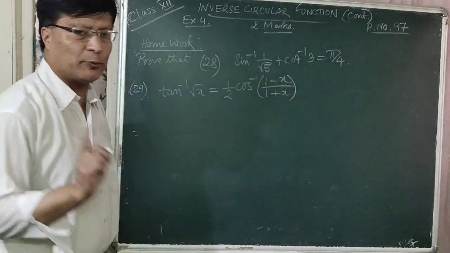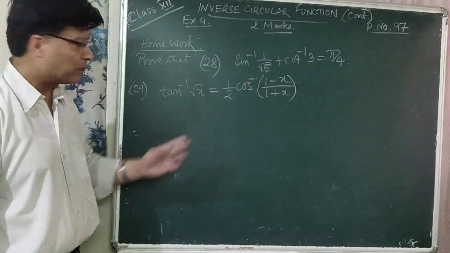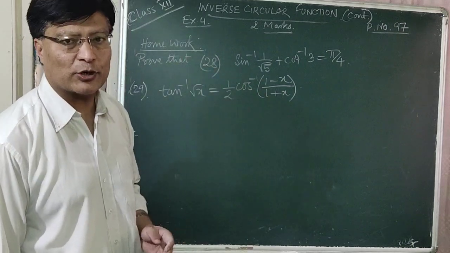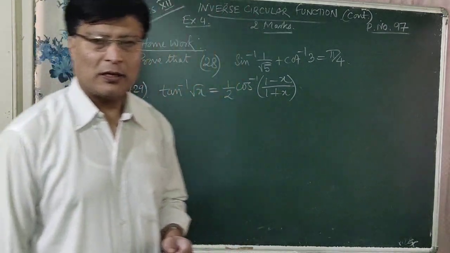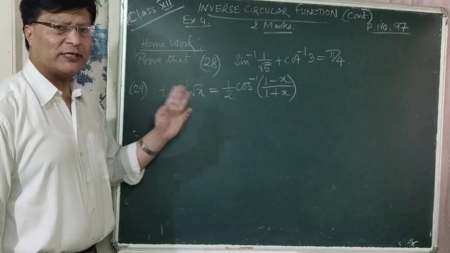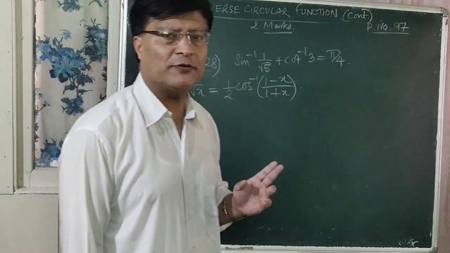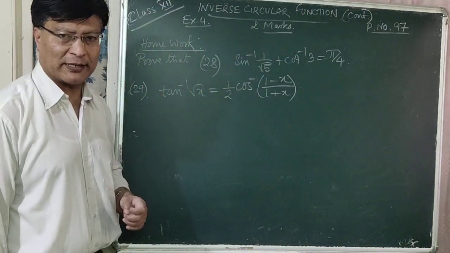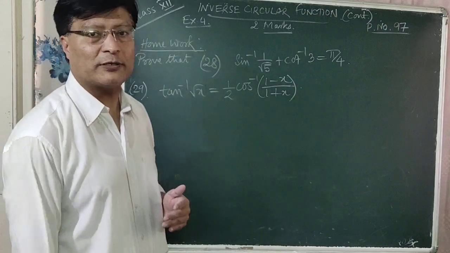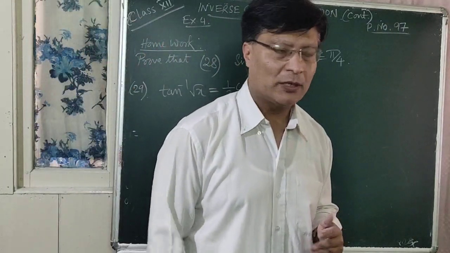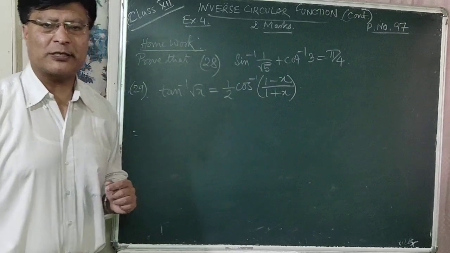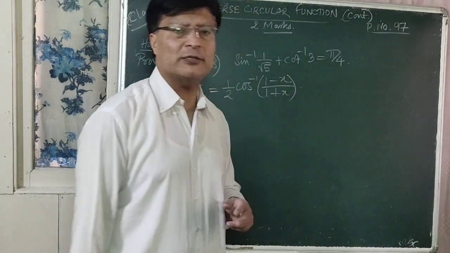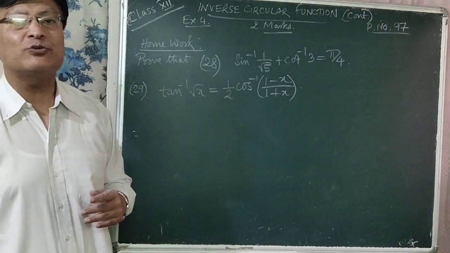So now let us prove question number 29. Tan inverse root over x is equal to half cos inverse of 1 minus x upon 1 plus x. So from which side will it be easier for you to prove it? From right hand side. You can prove it from right hand side. Okay, and let us do trigonometrical substitution, as we have proved the formula, isn't it? If you do trigonometrical substitution here, it will be easier for you to simplify.